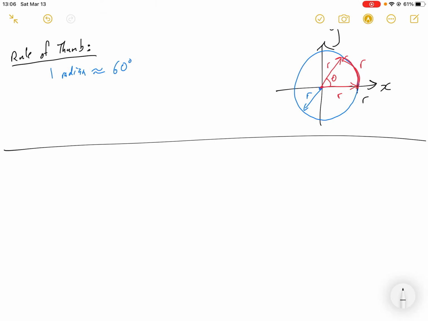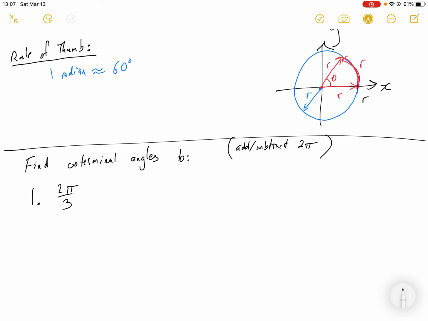So let's talk more about coterminal. We're going to say find coterminal angles to the following. So let's start with 2 pi over 3. Now remember, we talked about coterminal before. We said you had to add or subtract 360. Well, with radians, 360 is equivalent to 2 pi. So we'll be adding or subtracting 2 pi to this.